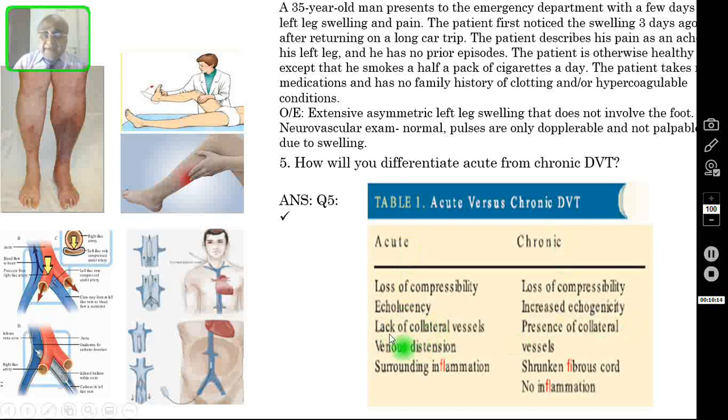There is lack of collateral blood vessels in acute DVT because there is not enough time for the collateral blood vessels to form. But there is presence of collaterals in chronic deep vein thrombosis. Venous distension will be there in acute DVT, whereas in chronic DVT you will see only a shrunken fibrous cord in place of these veins. In the surrounding area of the vein you can see inflammation in acute DVT, whereas there is no inflammation in chronic DVT. So this is how you have to differentiate acute deep vein thrombosis from chronic venous thrombosis.